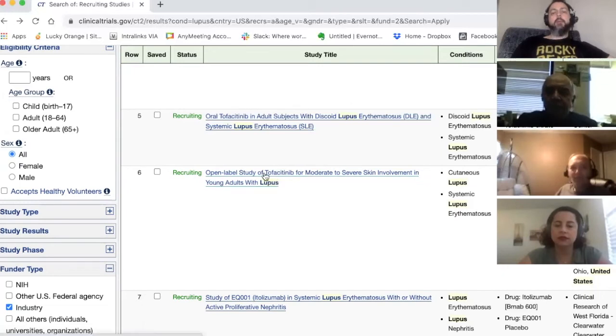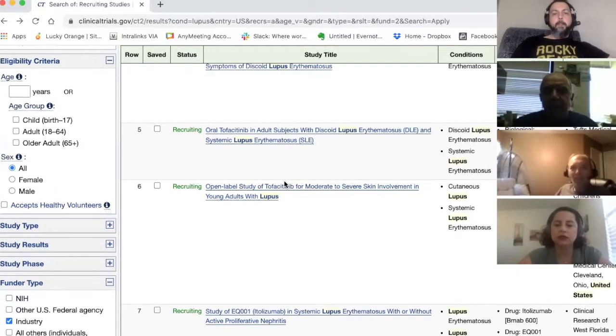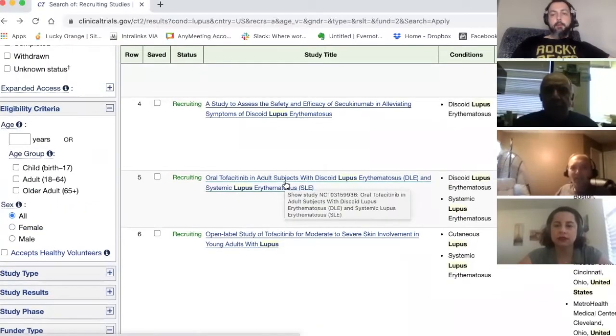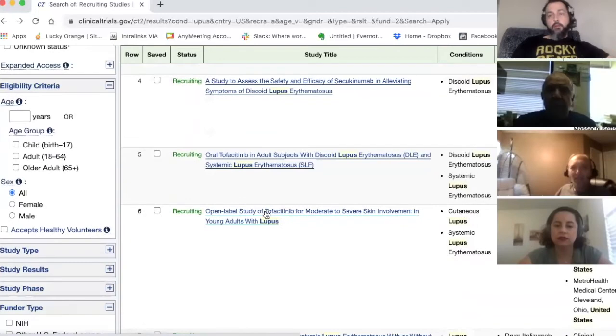Yeah. What about tofacitinib? What is this? This is another inhibitor. Oh, okay. Some kind of inhibitor. If you click on it, most probably it will tell you what type. Hey, there you go. We learned from Dr. Al.